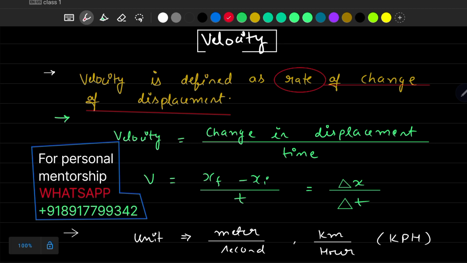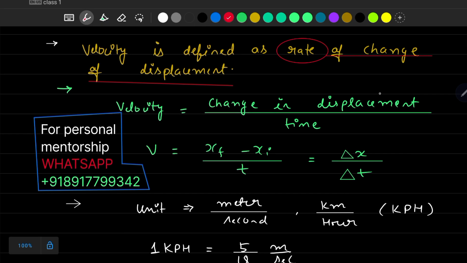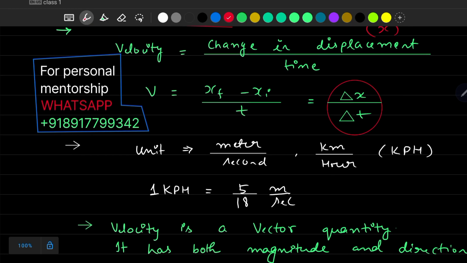Now displacement is denoted by x. So the rate of change of displacement will become x final minus x initial upon t. x final is the final displacement, x initial is the initial displacement, and t is time. So this x final minus x initial can be written as delta x and time can be written as delta t. So the velocity formula will become delta x by delta t.